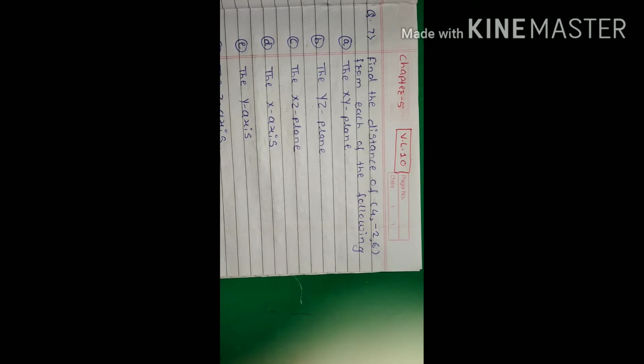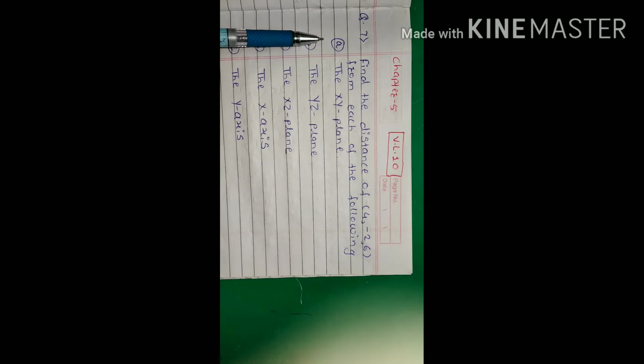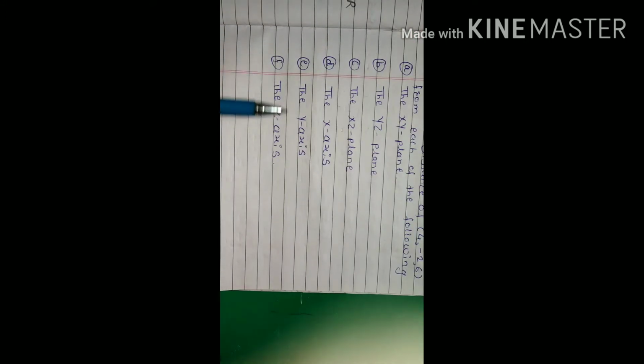Exercise 5.1, question number 7: find the distance of the point (4, -2, 6) from each of the following. A. The xy plane, B. the yz plane, C. the xz plane, D. the x-axis, E. the y-axis, F. the z-axis.